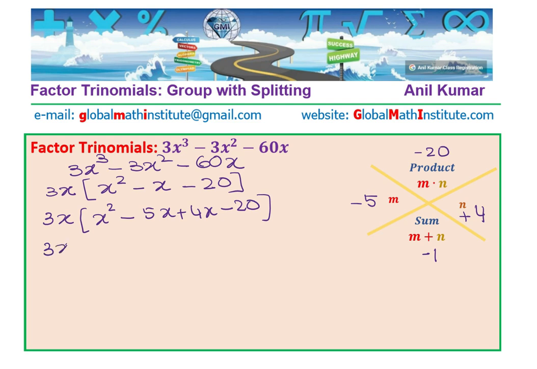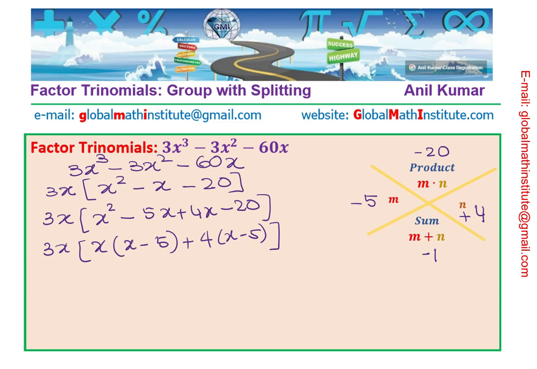So 3x. In the first two terms, x is common. We're left with x minus 5. And now 4 is common. We again get x minus 5. It is a must that these things should be common. Otherwise, you cannot factor further. So if you don't get this common at this stage, it means some mistake has happened or the trinomial cannot be factored further. Does it make sense to you? Right.